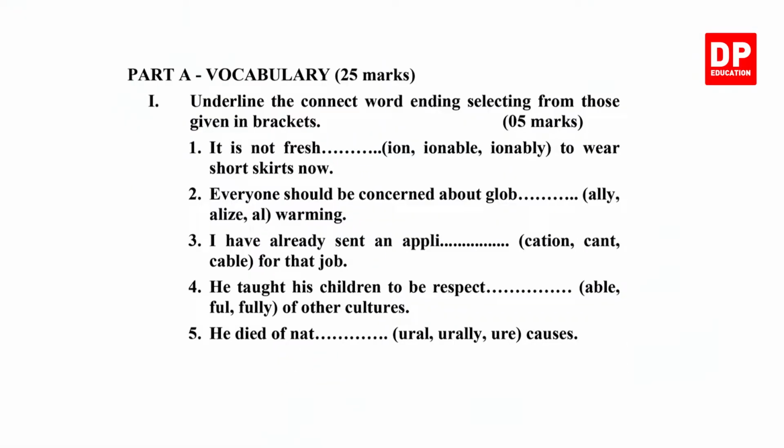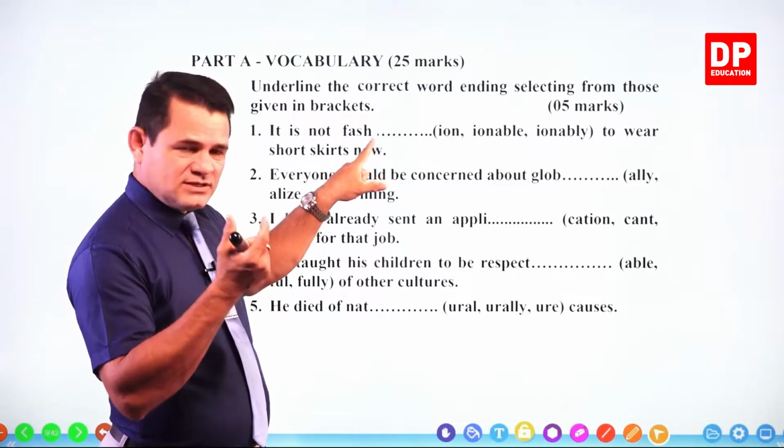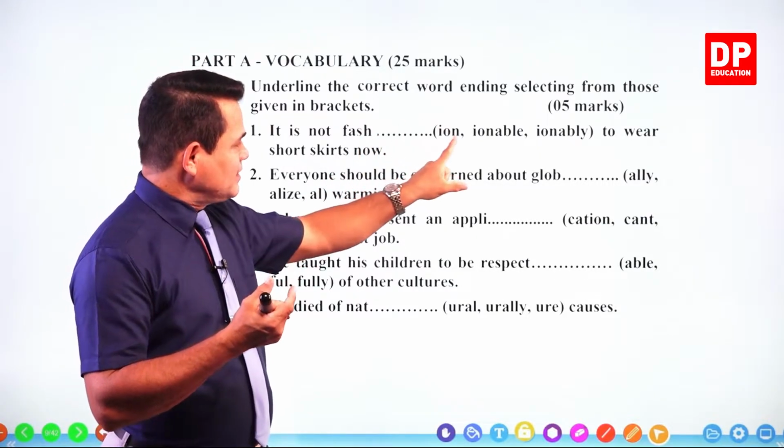Right, Part A, vocabulary. In this part your word power is tested. For that you get different kinds of questions. Let's see what the first question is. Underline the correct word ending selecting from those given in brackets. So now you see there is a sentence, and in that sentence only half of one word is there.